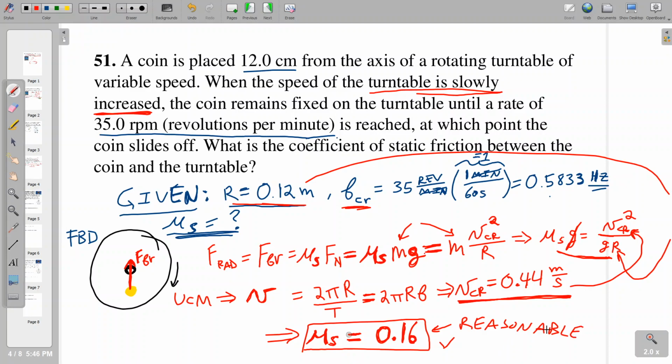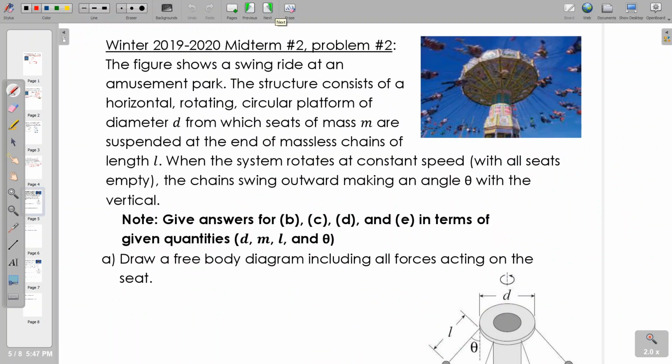Okay, so let's go on and do one more problem. This one is a little bit tougher. This is from an old midterm exam. Some of you might have been on a carnival ride like this before. It shows a whole bunch of swings going around, right?